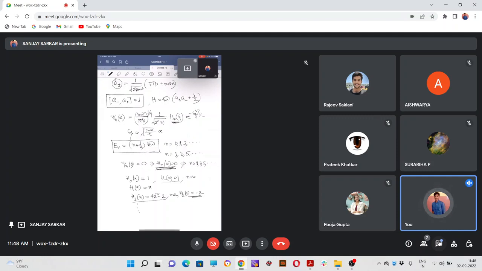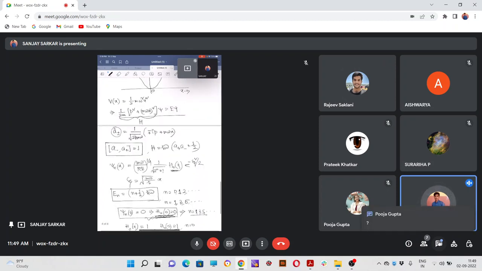But for n equal to 1, which is an odd value, H1 at 0 is 0, because if we put x equal to 0, this is 0, so this condition is satisfied. This condition is only satisfied for n equal to 1, 3, 5. So from this argument we can say that only the odd values of n are allowed, because there is a boundary condition that has to be satisfied. Is it clear? Yes, sir.